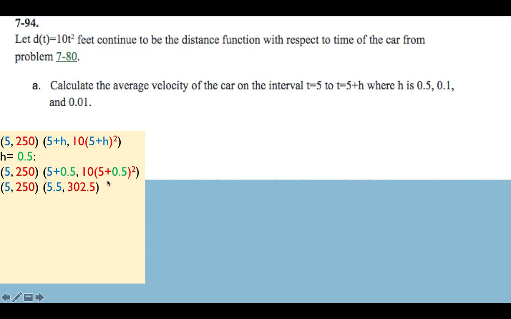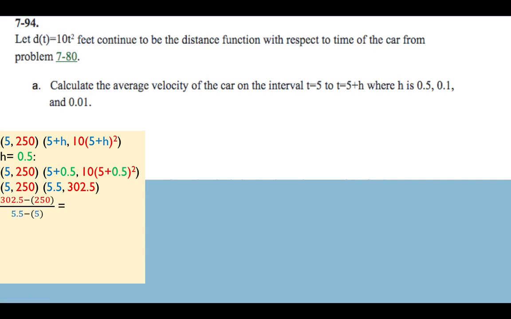So what you got to do next is you do 5.5 squared, then you times 10. Remember PEMDAS, you do exponents first. When you do that math, you should get 302.5. Great. Now that we have two coordinates, we could jump into calculating the average rate of change, which is going to tell us the average velocity of the car.